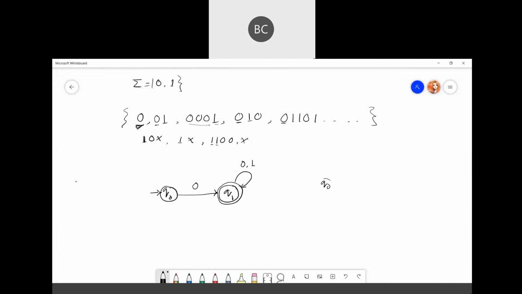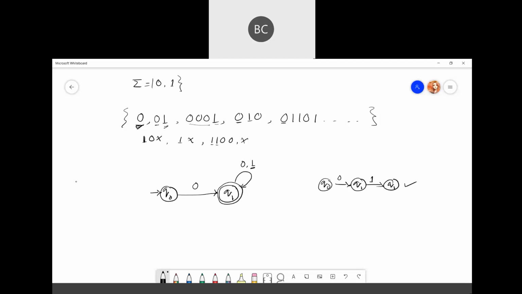For example, 0, 1. From Q0, it is taking 0. It moved to Q1. Then again it comes to 1, then 1 again. You read 1 again here because it's a self loop. So after taking 1, it will come back to Q1 again. So this one is accepted.